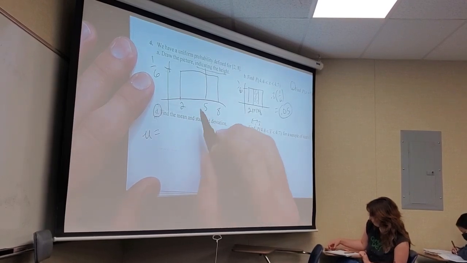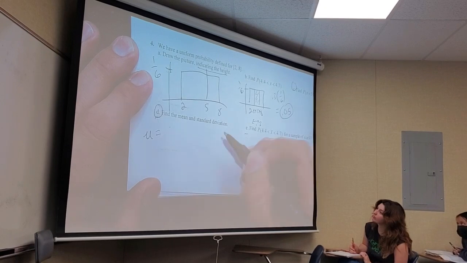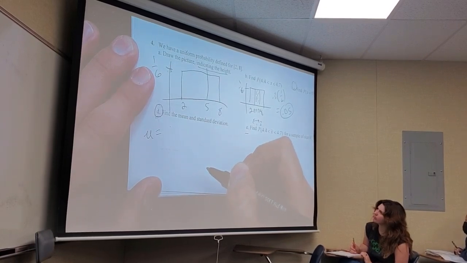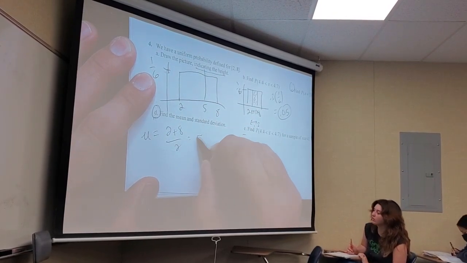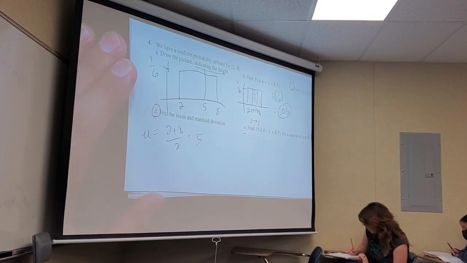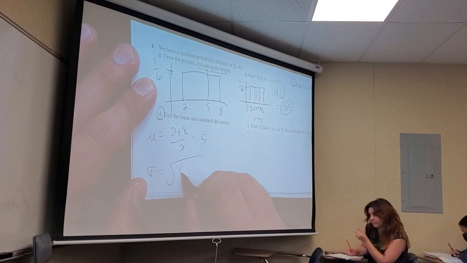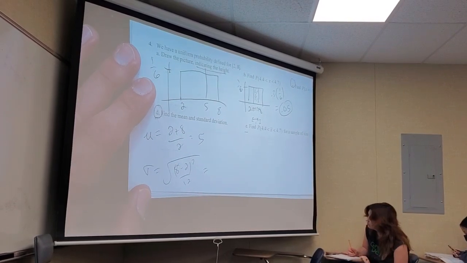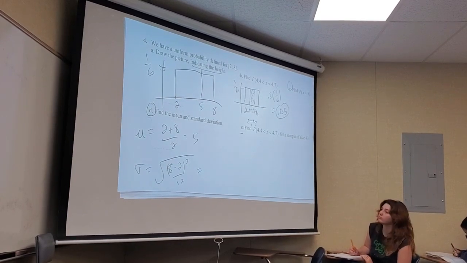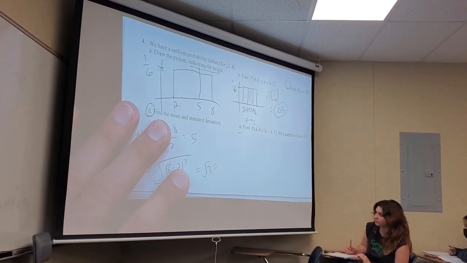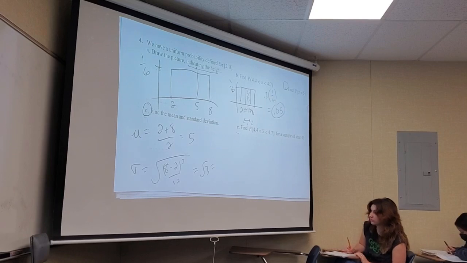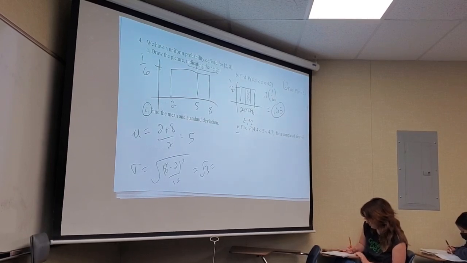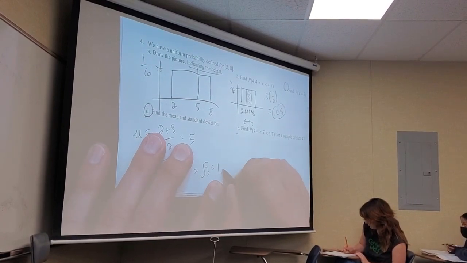What was the mean for? You guys remember? It's this. It kind of makes sense. If it's from 2 to 8, the mean should be right in the middle, right? And the standard deviation is this weird thing, 8 minus 2 squared divided by 12. 8 minus 2 is 6, squared is 36, divided by 12 is 3. It's the square root of 3, which I always want to sit down and memorize, but I never remember to do that. So square root of 3, 1.732, right?